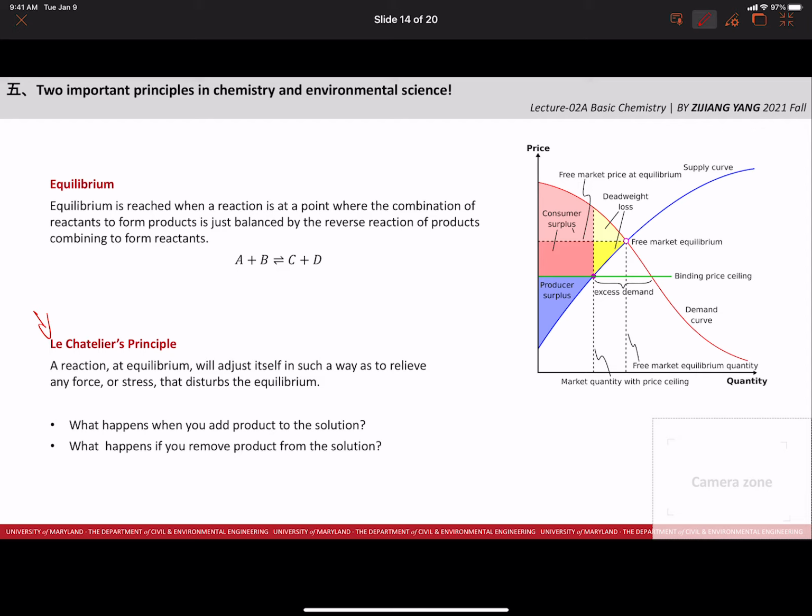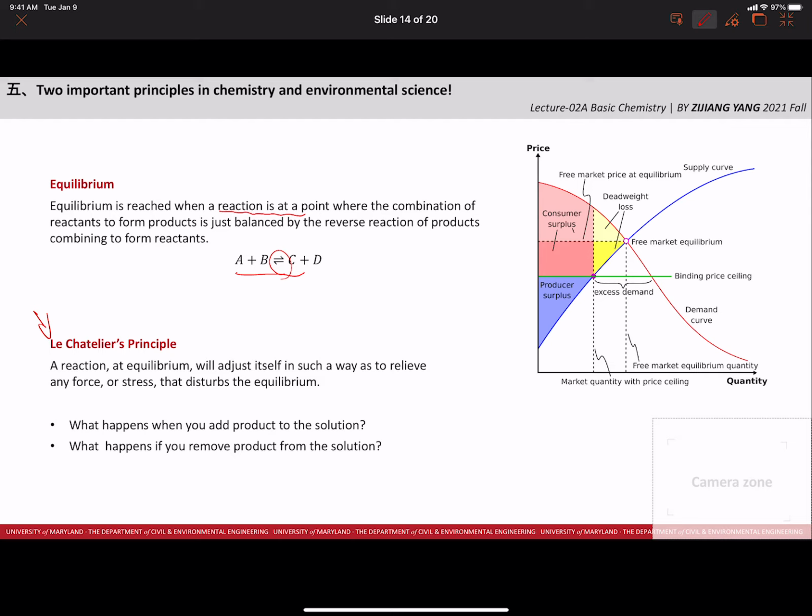So equilibrium is reached at the point where the combination of the reactants to form products is just balanced by the reverse reaction of products combining to form the reactants. So equilibrium is used to describe a reversible chemical reaction. It means that the rate of A and B generating C and D equals the rate of C and D generating A and B. So it reaches an equilibrium.